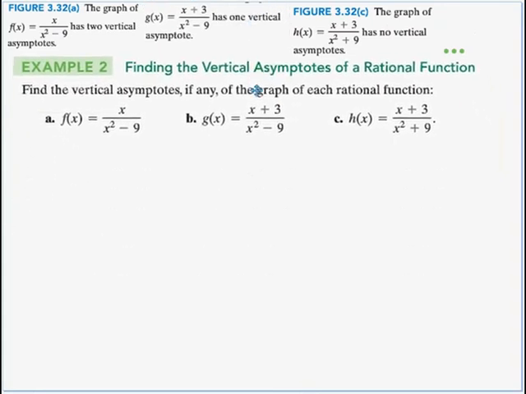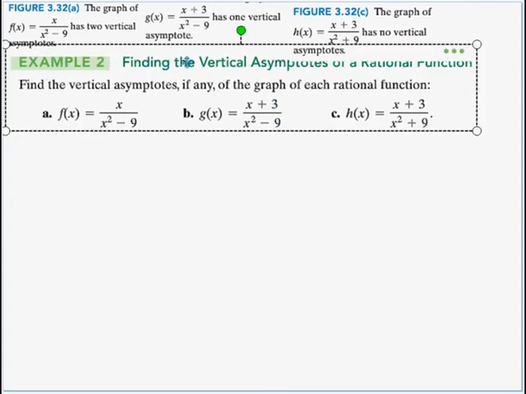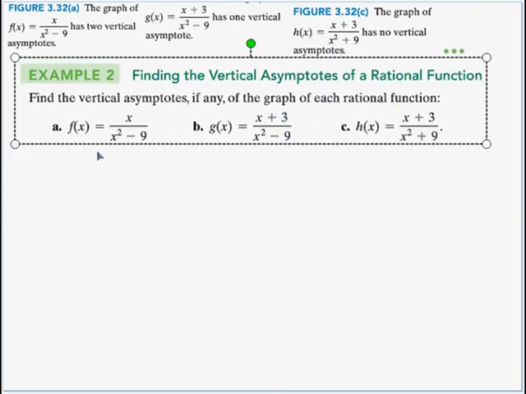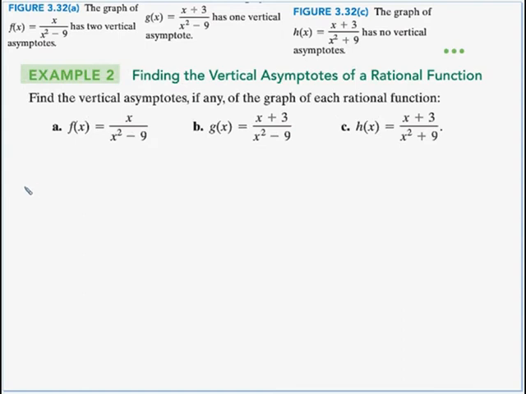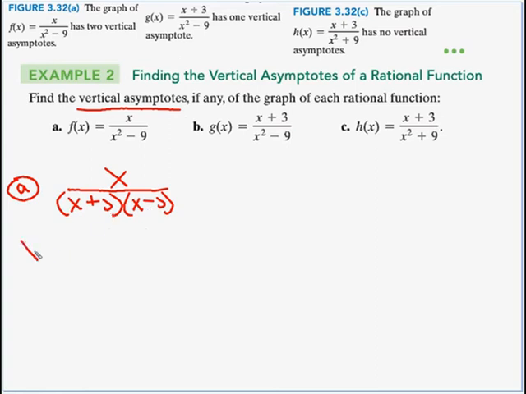That's the solution. Here we go. So in example 2, find the vertical asymptotes of this rational function. When I look at letter A, I see it's x squared minus 9. You know, I can factor that. It's a sum and a difference, x plus 3 and x minus 3. My numerator is just a plain old x. Can I cancel anything? Are there common factors? No.